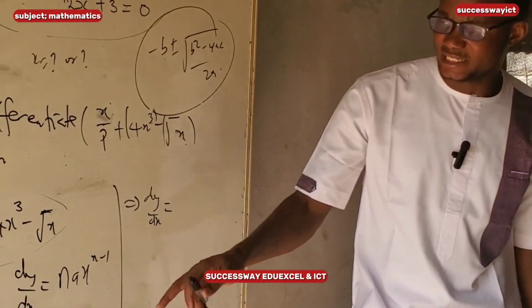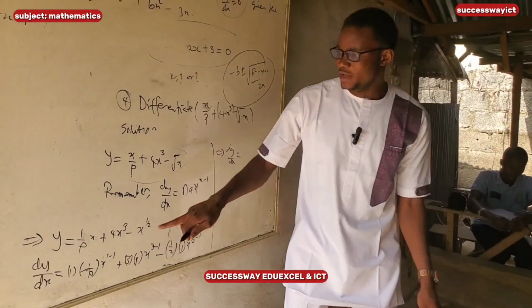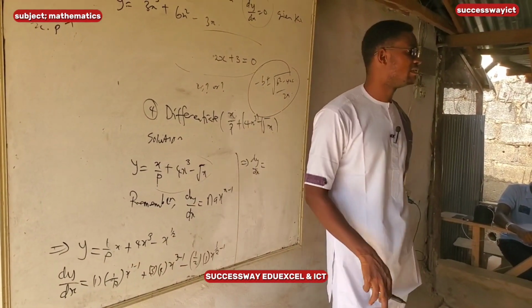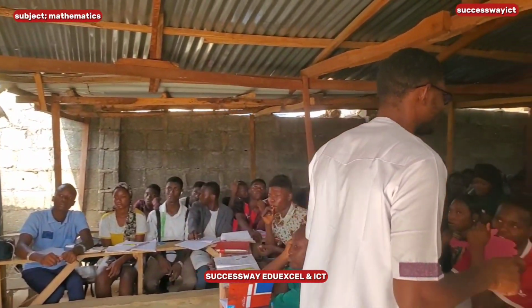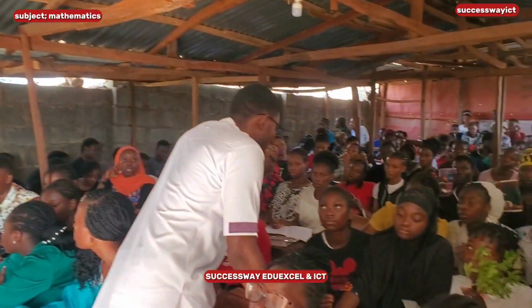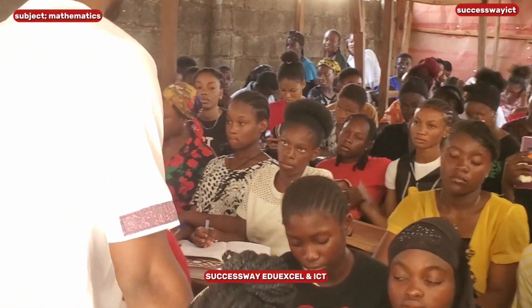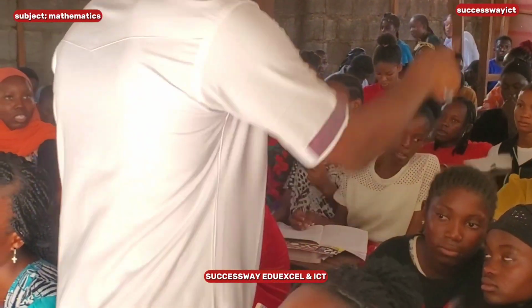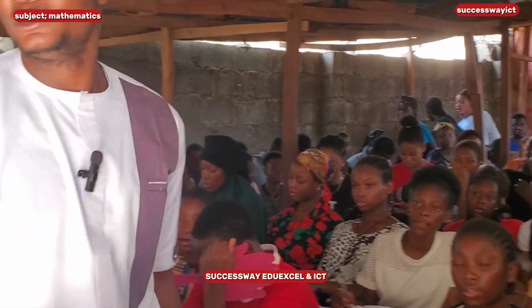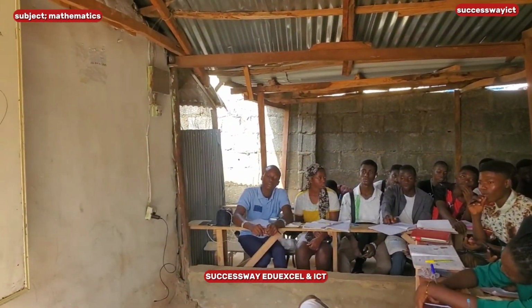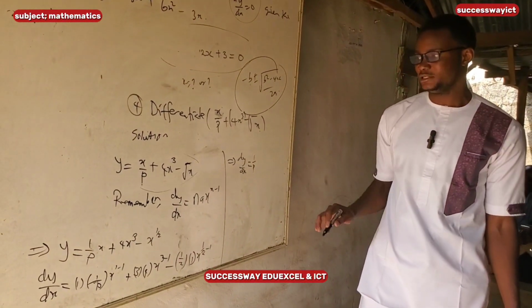So your dy/dx is 1 times 1 over p, which is 1 over p. Now x to the power 1 minus 1 is what? X raised to the power 0. So x raised to the power 0 is 1. So everything here is equal to 1 over p.